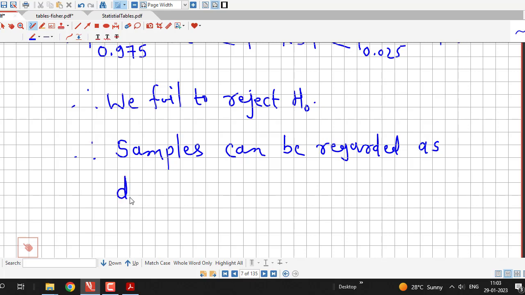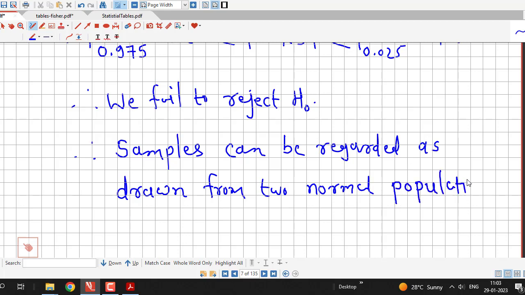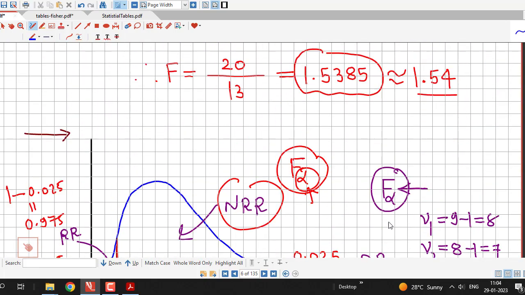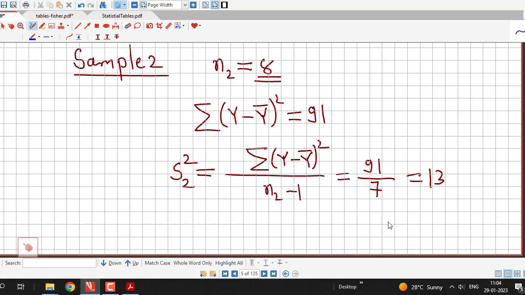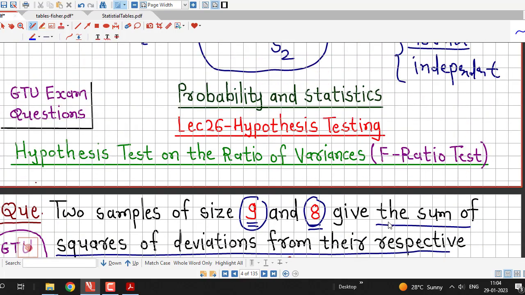as drawn from two normal populations with the same variance. So in this way we can apply the F ratio test to check the equality of two variances.